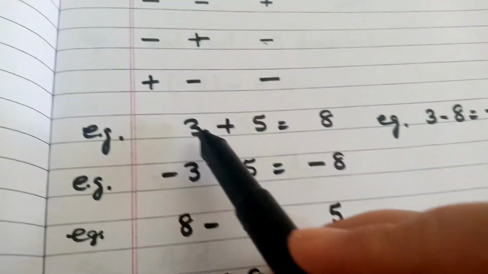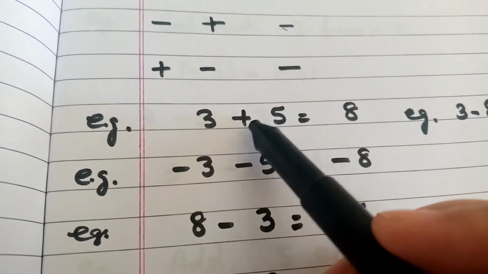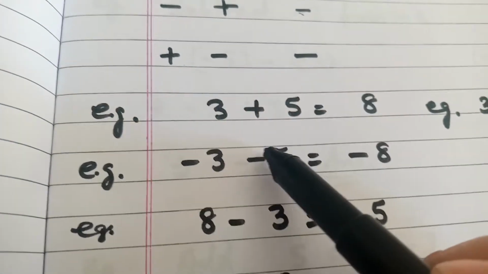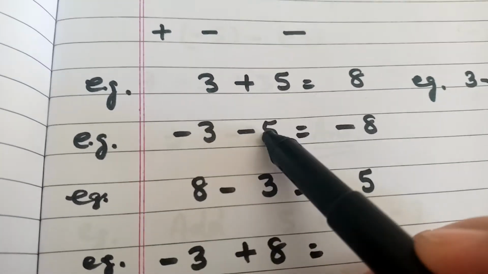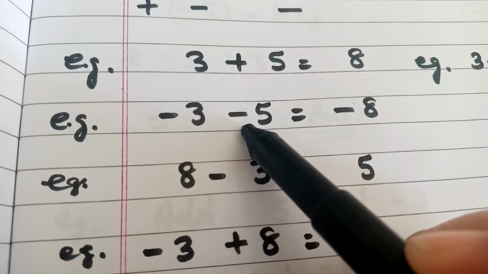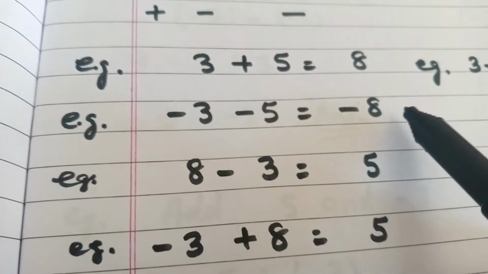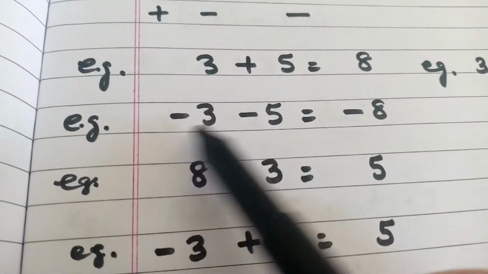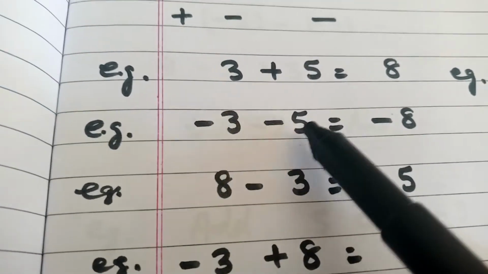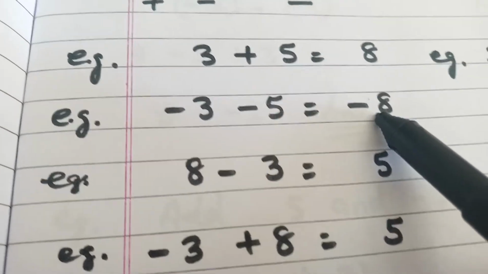Let's explain with the example. 3 plus 5. This number is also positive and this number is also positive. So 3 plus 5, 8. We will add, 8. Next is -3 and -5 is equal to, first number is negative, second number is also negative. So when two negatives are there, we will add. So we will add here 3 plus 5, 8, and in the answer we have to write the sign of the bigger number. So in 3 and 5, 5 is the bigger number, so the sign will be of the bigger number. So answer will be -8.